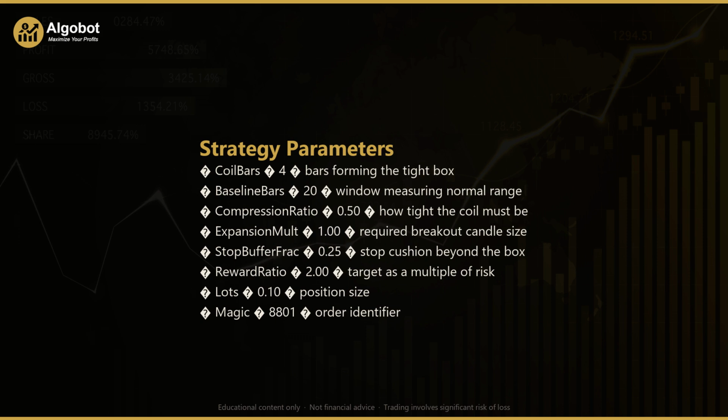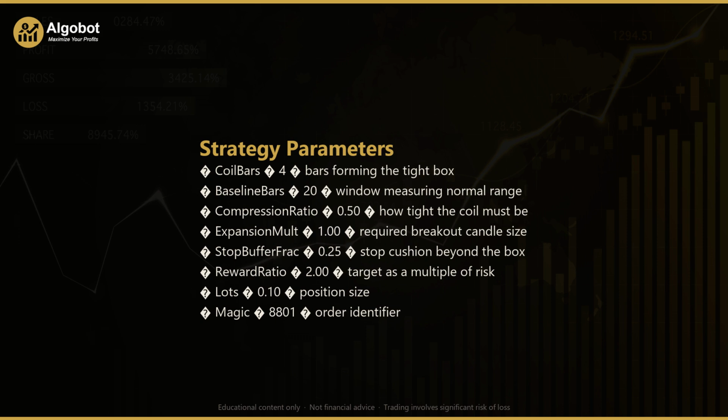Compression ratio defaults to 0.50. This is the squeeze threshold. The box must be no more than half the baseline range to qualify. Lowering it demands an even tighter coil and gives fewer but cleaner signals. Raising it loosens the filter and lets more setups through.